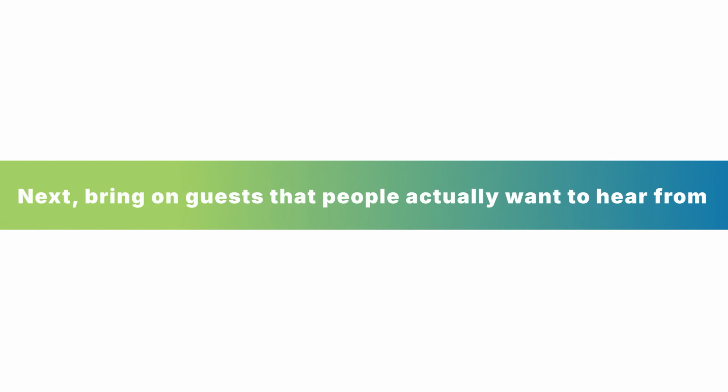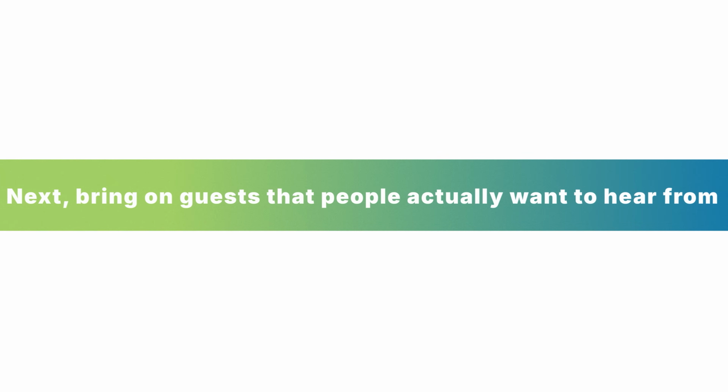Next, bring on guests that people actually want to hear from. And here's the trick. Don't just pick people you know. Pick guests with an audience of their own, because when the episode drops, they'll help you promote it to their followers too. Now, don't forget about email. If you've got a list, use it. Every time you publish an episode, send out a quick update to let your audience know it's live. It doesn't have to be fancy, just something that keeps them coming back.